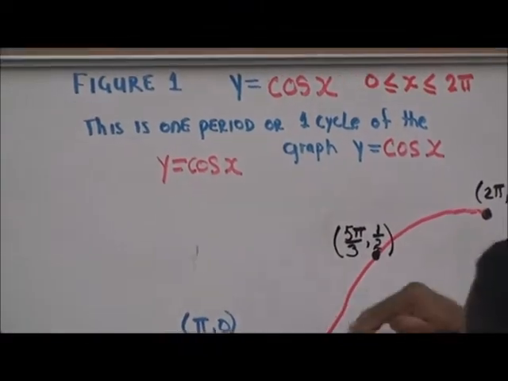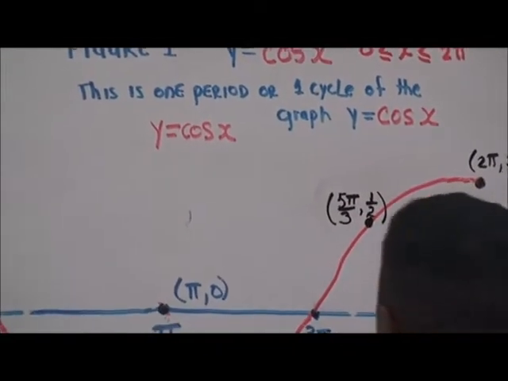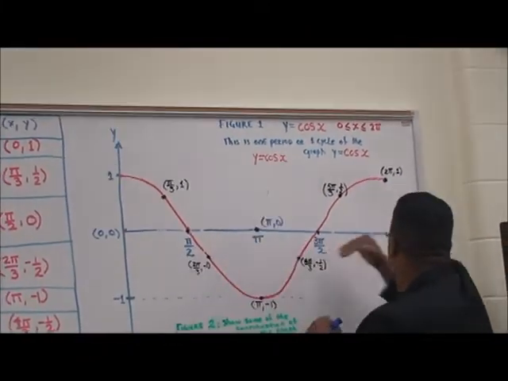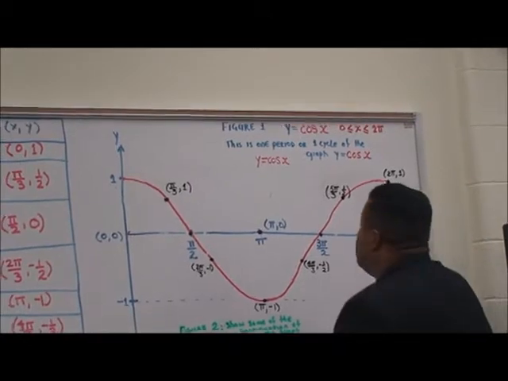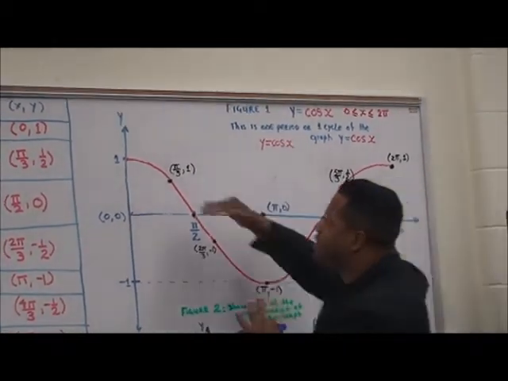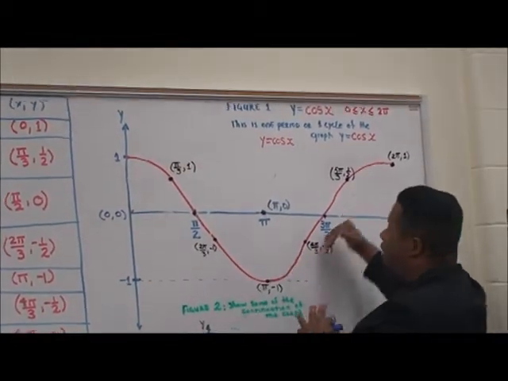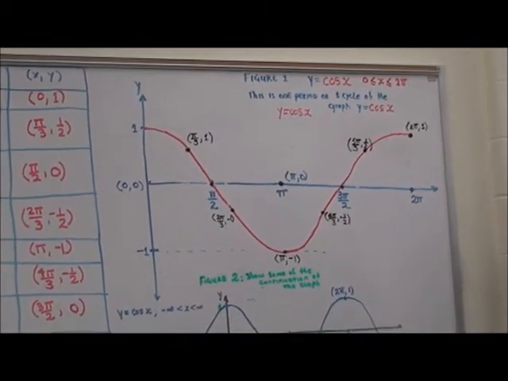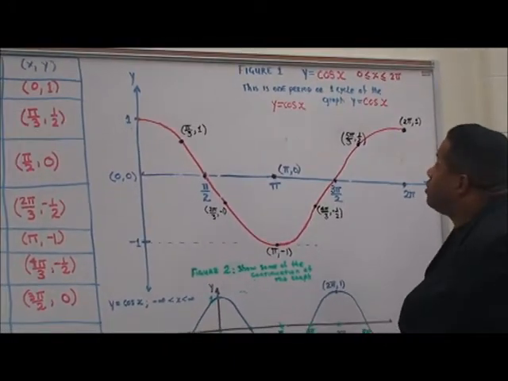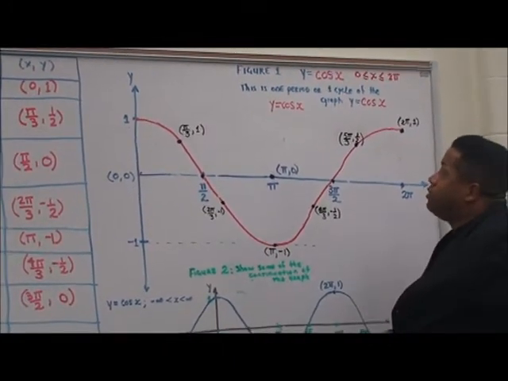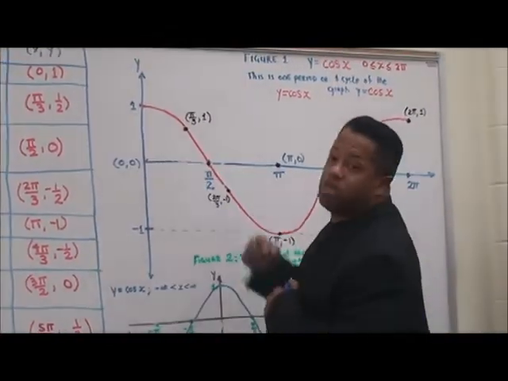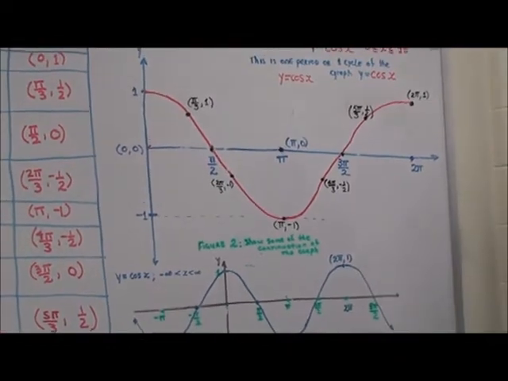When we draw the curve from 0 to 2 pi, understand how the cosine graph does a little dip, doesn't it? Right here. That's because for this particular function of cosine x, the amplitude being 1, it's going to start at 1, as we see very clearly.